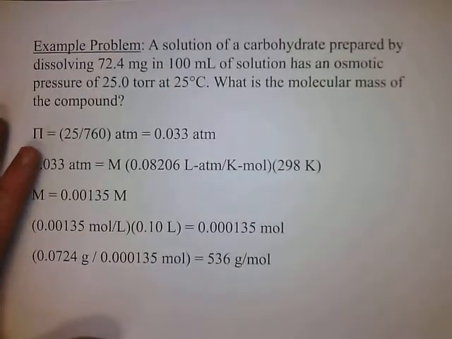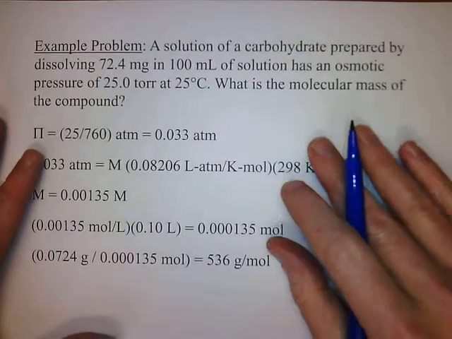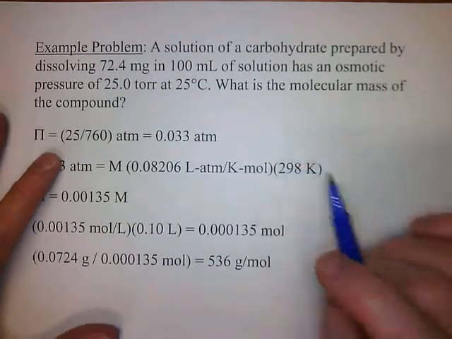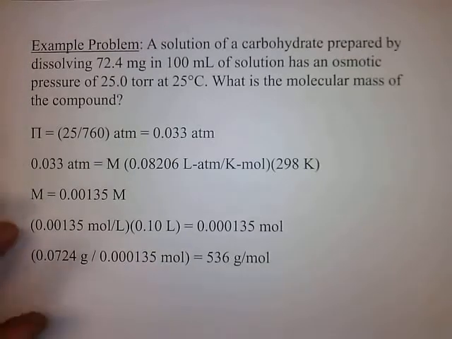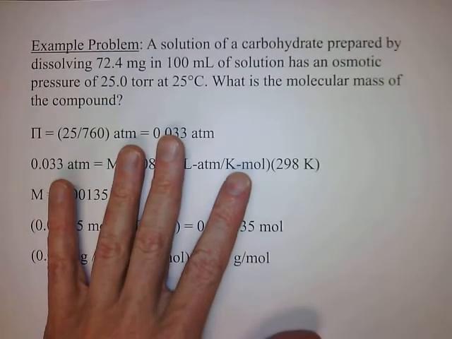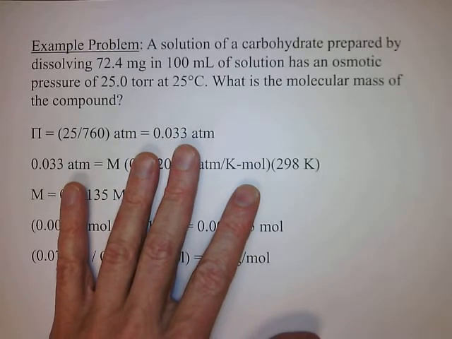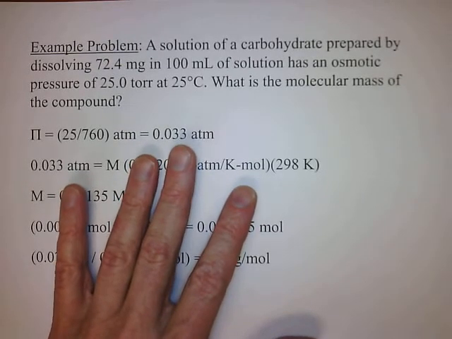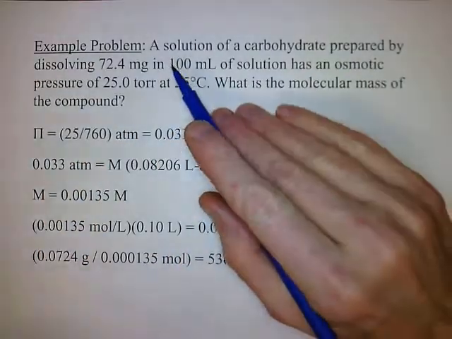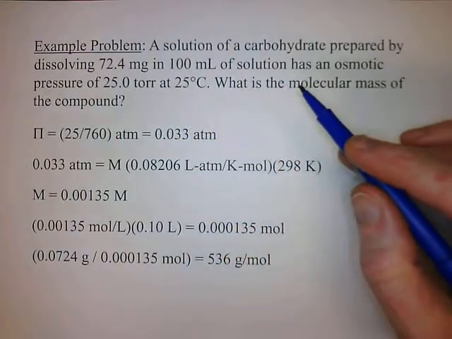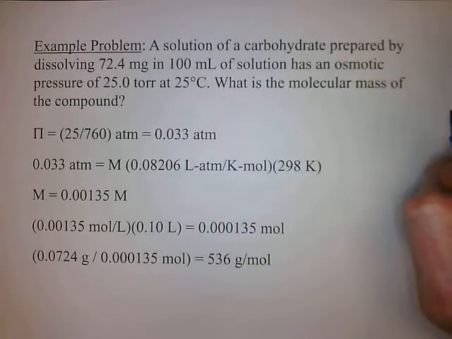So we'll do like we did for freezing point depression. Let's work a problem. So let's say a solution of a carbohydrate is prepared by dissolving 72.4 milligrams in 100 mL of solution, and it has an osmotic pressure of 25 torr at 25 Celsius. What's the molar mass of the compound? So we're going to work this exactly like we did the last problem, where we figured out the molar mass from freezing point depression data. Here we're going to use the osmotic pressure to figure out the number of moles.